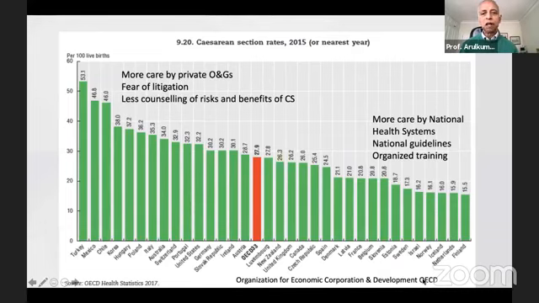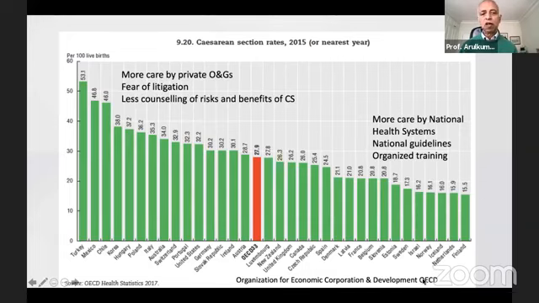Now, this is based partly because where more care is given by private obstetricians, there's a higher section rate because they can't be up the whole night. They don't need dependent care specialists or midwives to look after. Fear of litigation puts the section rate up. And thirdly, less counseling as to the risks and benefits of cesarean section. Cesarean sections are lower where it is a nationalized health system. There are organized guidelines and organized proper training and so forth.